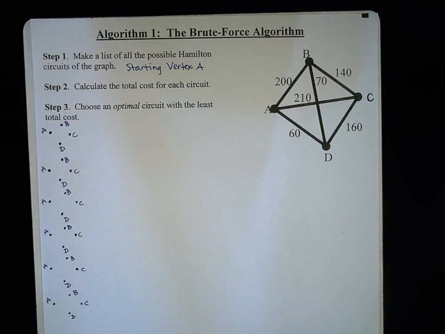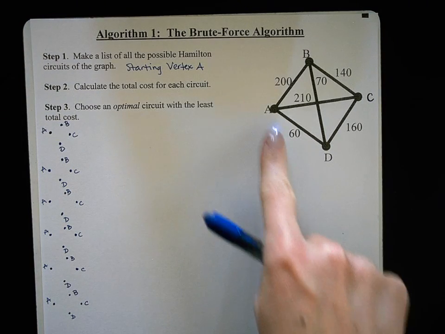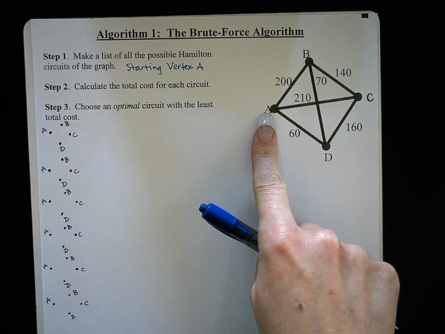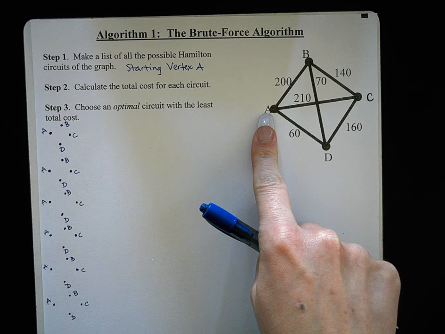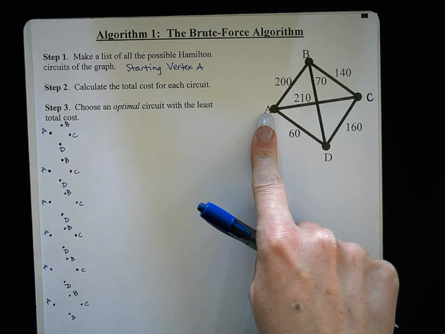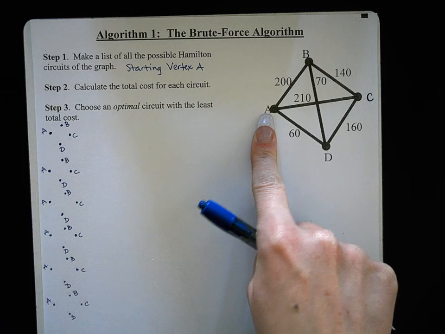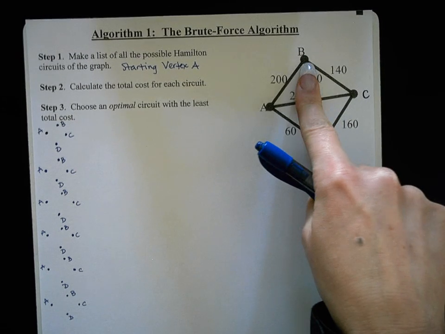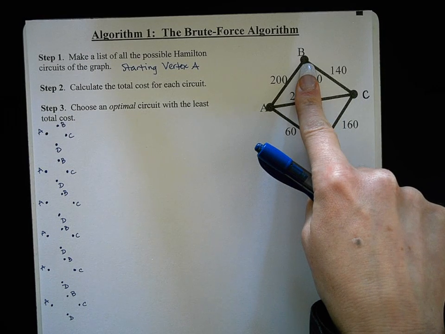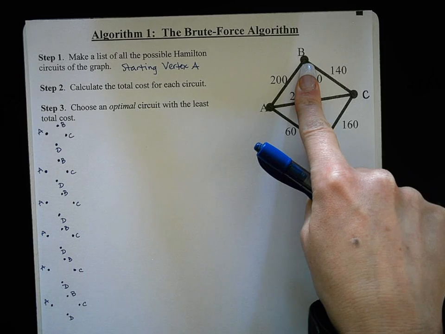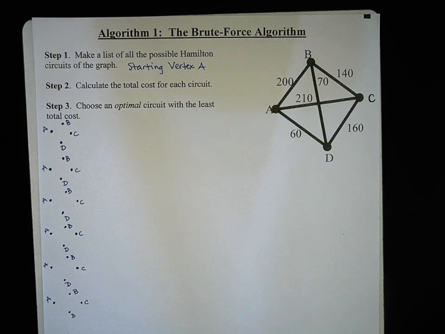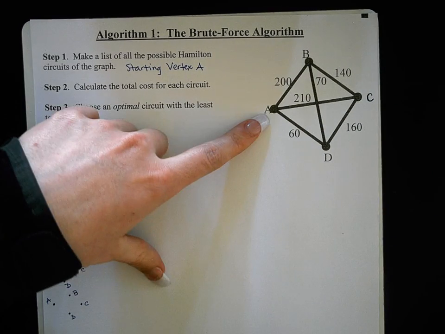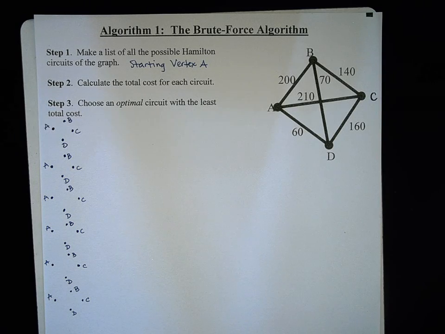Now, if we find every single possible Hamilton circuit starting at A and we list all of the options, in essence, we found every single possible Hamilton circuit in the graph. Because if we listed all the Hamilton circuits starting at B, they would actually be the same circuits as the ones starting at A. It's just the reference point or the starting vertex would be different.